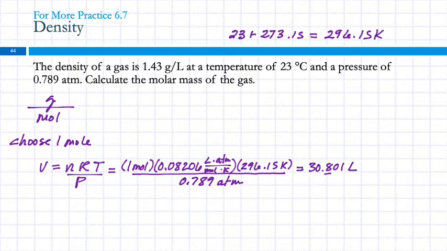How do I find the mass of that? I was given the density, 1.43 grams per liter. This is a conversion factor. I've got liters. I'm going to multiply by grams, divide by liters, 1.43 grams. I still have that 30.8 in my calculator. I'm going to multiply by 1.43, 44.045 grams.